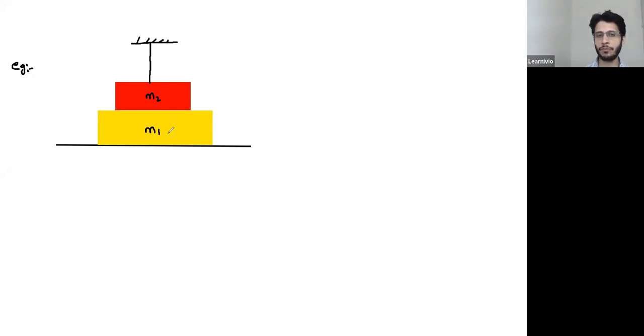Let's start with mass M1. The forces which are acting on M1: first is the weight of M1, which is M1g. That's the first force. Then the normal reaction which is acting on this mass M1, I call this normal reaction NA.